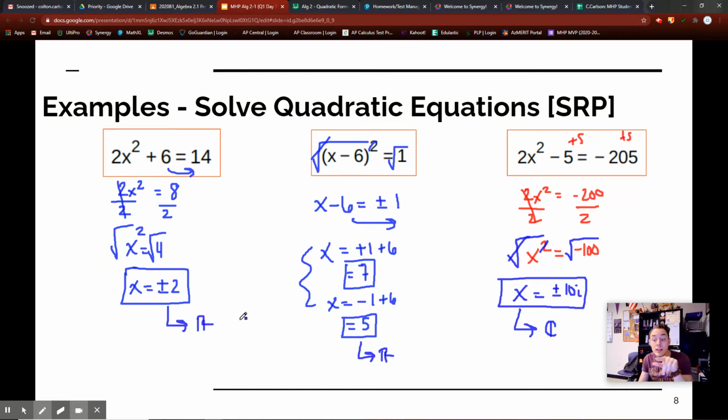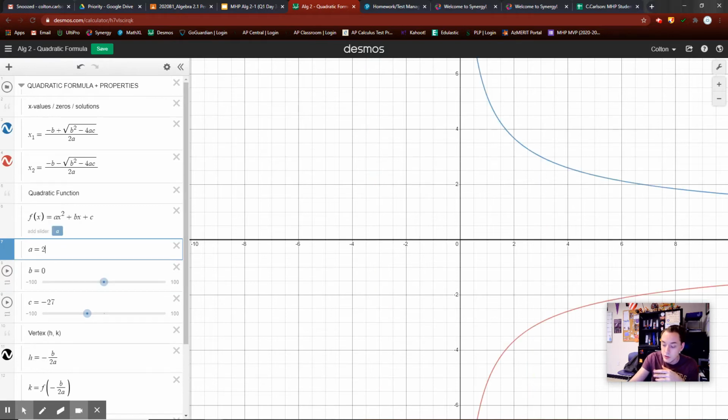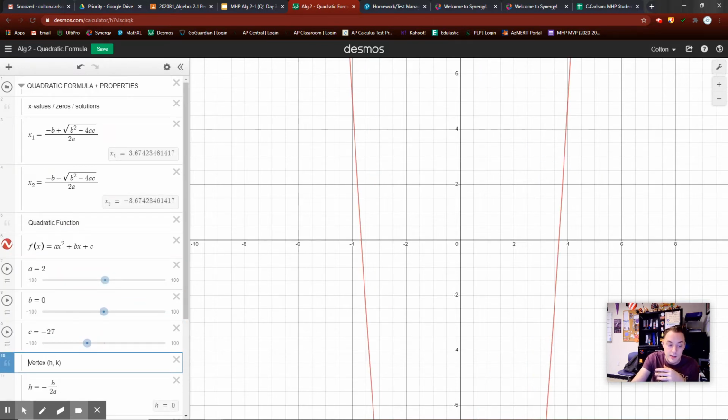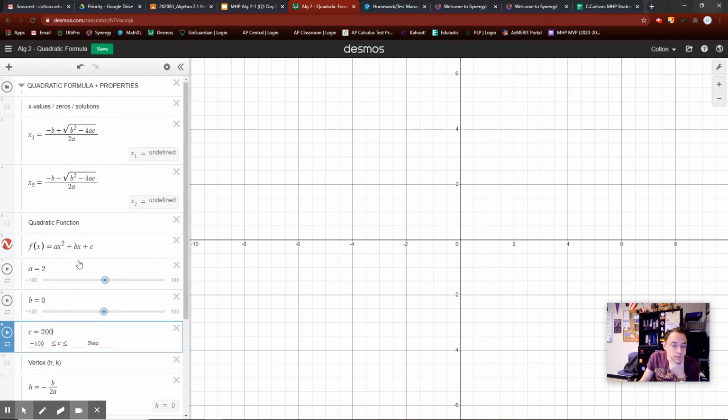Okay, now Desmos only does the real system, which means if I actually plug this in, if I added the 205 over, what I'd get is 2x, and then when I added the 205 over, I would just get plus 200. I mean, that's really what I would get, right? Now, that means my B is 0, but my A is 2, and my C is 200. What's your solutions, guys? The reason why it's undefined is because it's not in the real system.